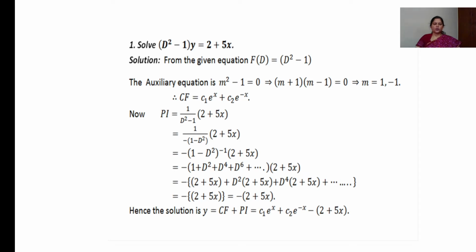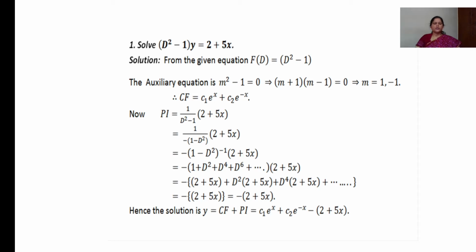So now we are going for the particular integral. PI is equal to 1 by f of D into f of x. Here f of D is D square minus 1 and f of x is 2 plus 5x. So we are substituting both the values in the formula. We will get PI is equal to 1 over D square minus 1 into 2 plus 5x.